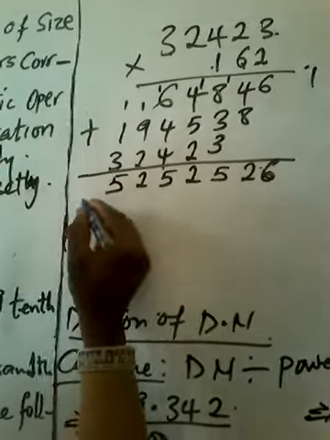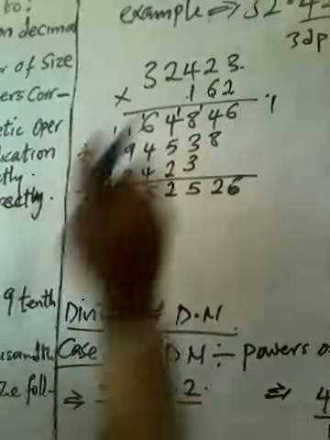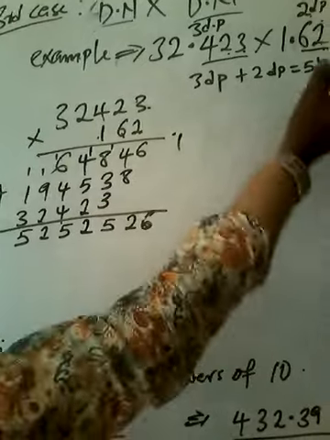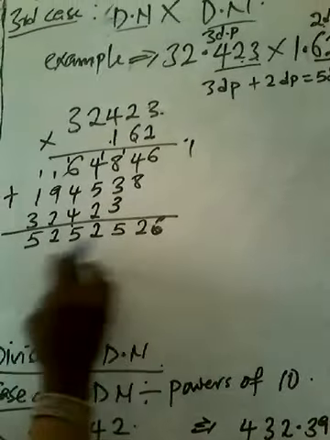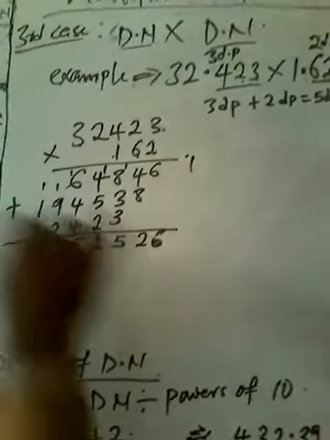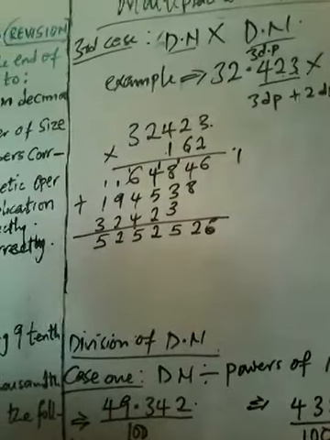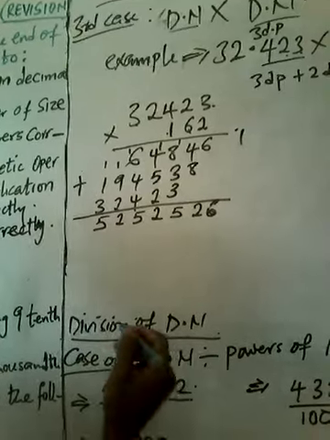Now, this is not your final answer. Before you get your final answer, what do you need to do? You must not forget this. Many of you forget, and you will not put the decimal point here. Please always remember that you have 5 decimal places leftover. You will take it to 5 decimal places. And how do you do that?